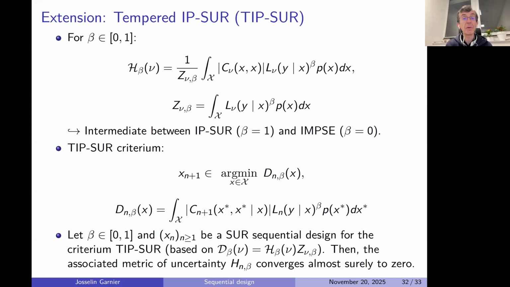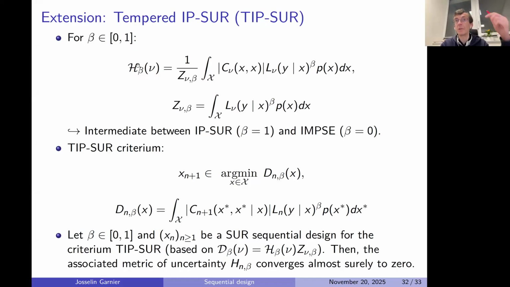Just before conclusion, an extension. In fact, you can introduce another metric of uncertainty, which is what we call the tempered IPSure. The only difference compared to what I have done is to introduce power beta on the likelihood, beta between 0 and 1. Why? Because it covers the classical IMSE when beta equals 0 and the IPSure when beta equals 1. And in fact, you can prove everything with this.